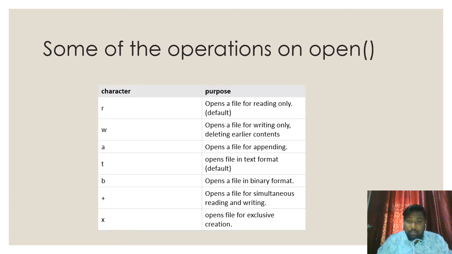Now see some of the operations on the open function. So these are all the modes that we can have along with the open function. R opens a file for reading only, by default, and W opens a file for writing only, deleting the earlier contents. A opens a file for appending, T opens a file in text format, and B is for binary format. Like that, some of the operations are listed here.